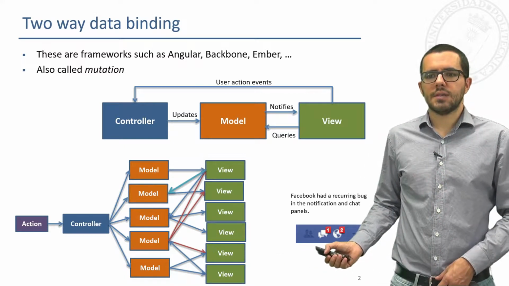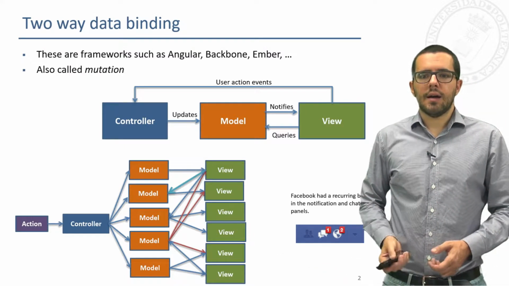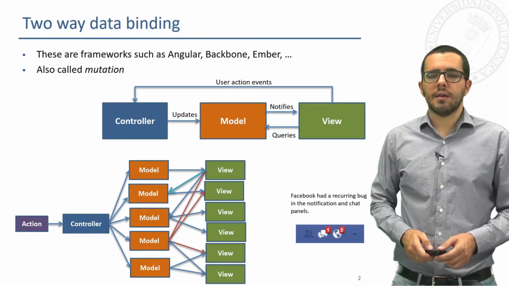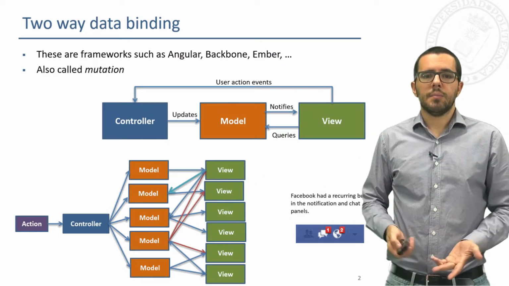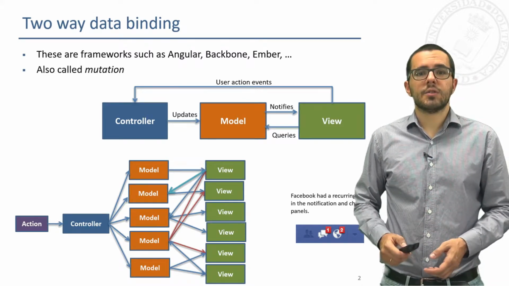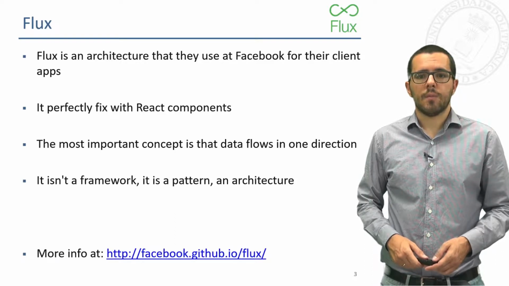Facebook had this strange bug caused by this two-way data binding, and they invented and developed React and also Flux. That is the architecture that we are going to see now.